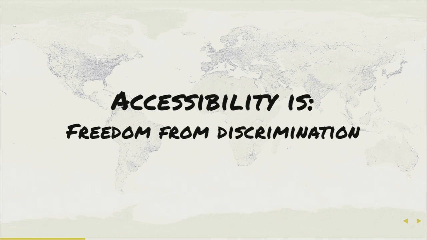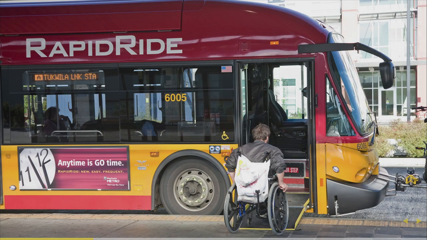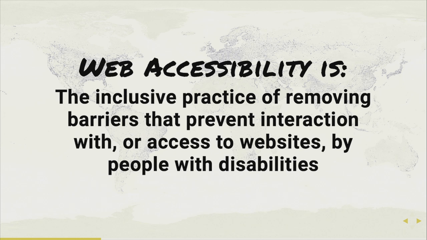So accessibility, it's all about freedom from discrimination. In terms of physical spaces, we have an image of a man in a wheelchair getting onto the bus. Public spaces need to be accessible. Say you're navigating through a building and you need Braille to identify where you are. With web accessibility, the same concepts apply. Web accessibility is the inclusive practice of removing barriers that prevent interaction with or access to websites by people with disabilities. And it's essential that we build web accessibility into every experience, every pull request, every commit, because if we do it as we go, it's a lot easier than trying to tack it on at the end and fix the mess that you've created.